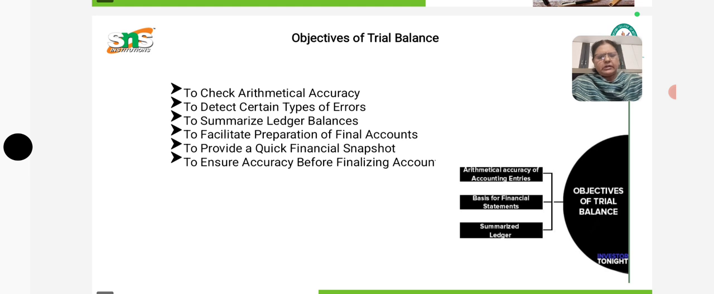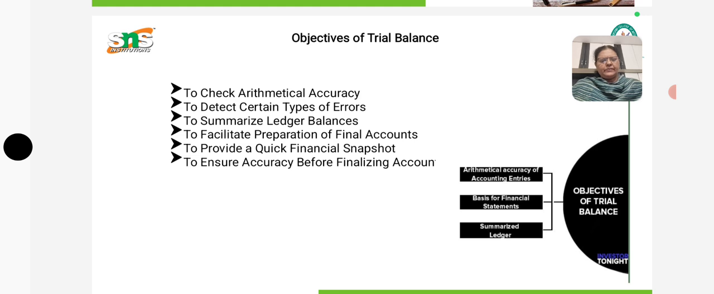So now coming to the objectives of trial balance. Trial balance serves several objectives. Check arithmetical accuracy. It means to ensure the debit and credit totals match. And then detect certain errors, for example, posting errors, balance errors and partial omission. Summarizes ledger balances. Provides a single overview of all the accounts. Facilitates final accounts. It forms the base of preparing the trading, profit and loss account and balance sheet.